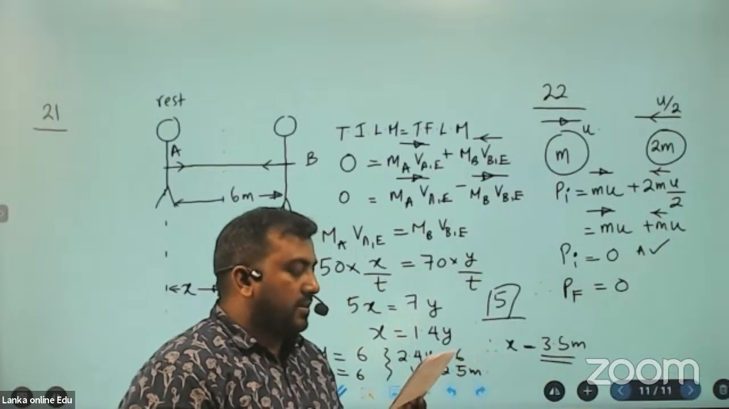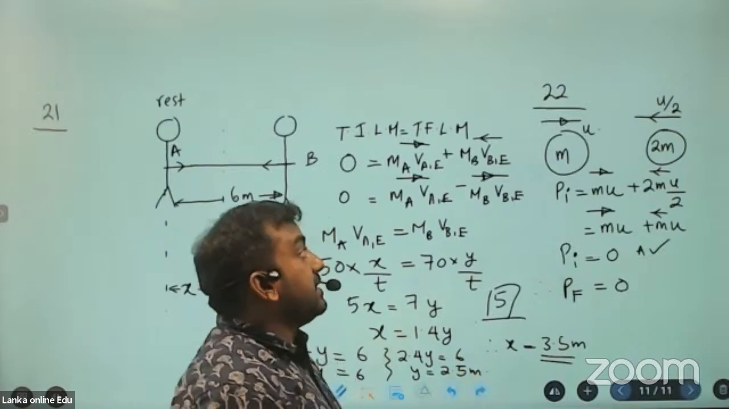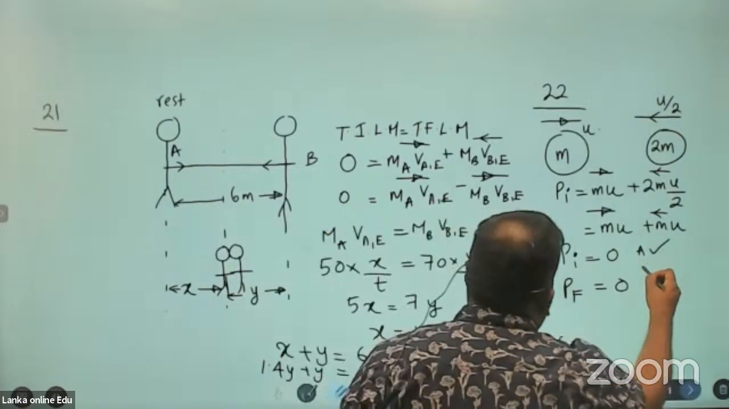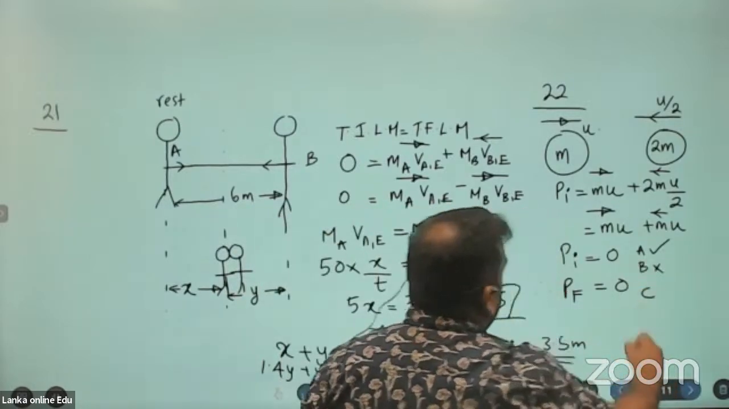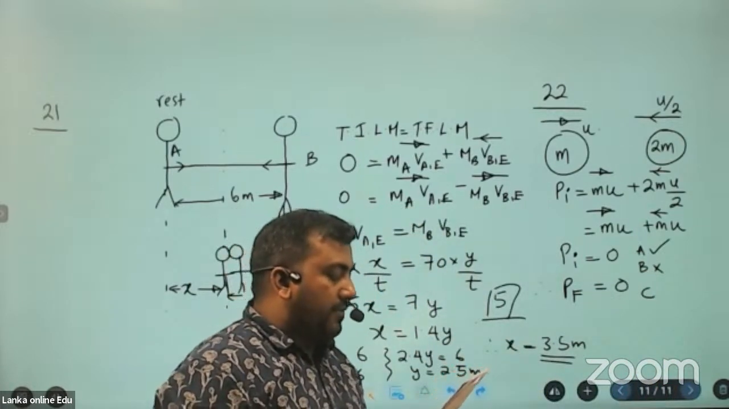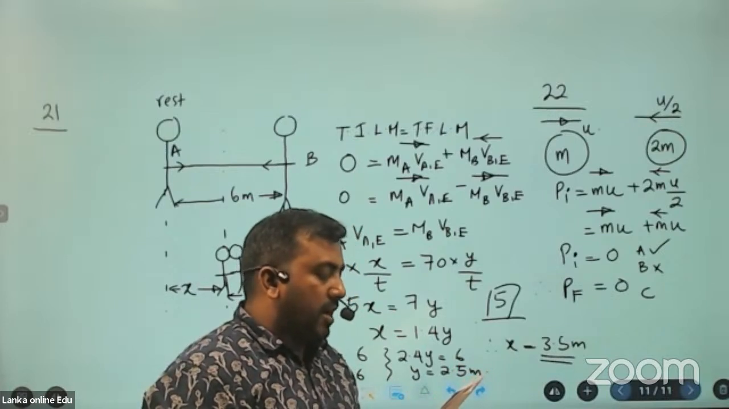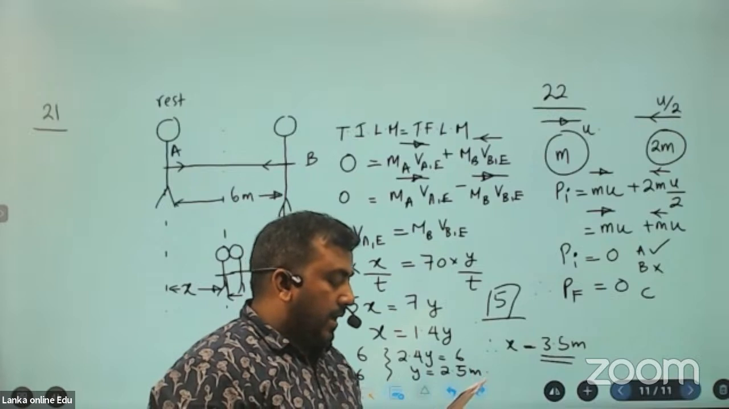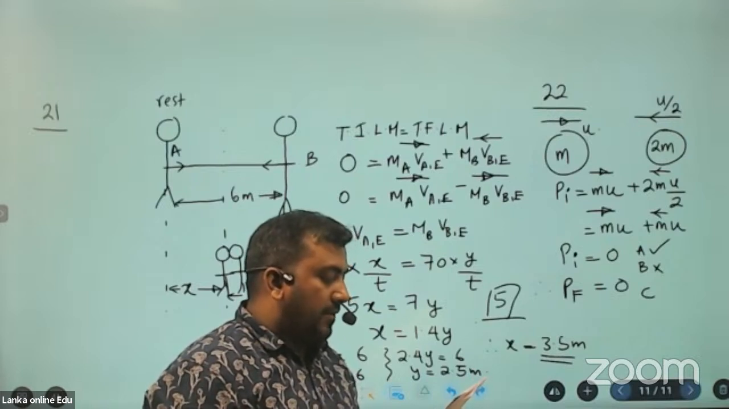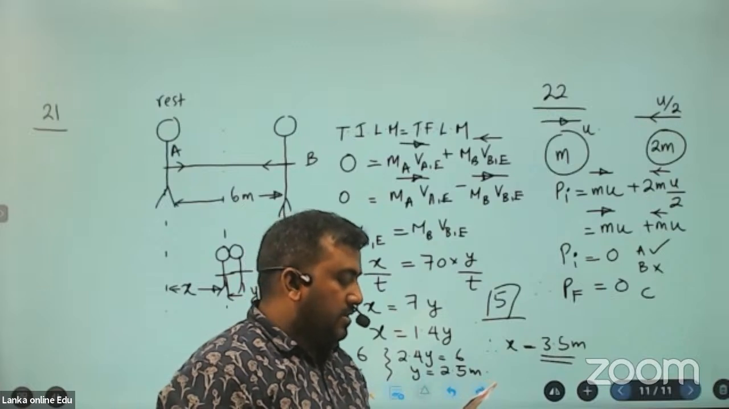Statement B: a larger force acts on the smaller mass during the collision. Both the forces are the same, so statement B is wrong. The ratio between their kinetic energies after the collision is equal to the mass ratio of the objects.